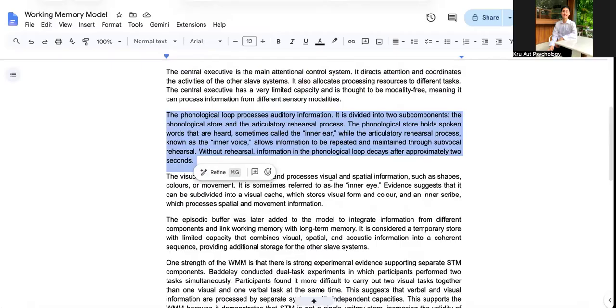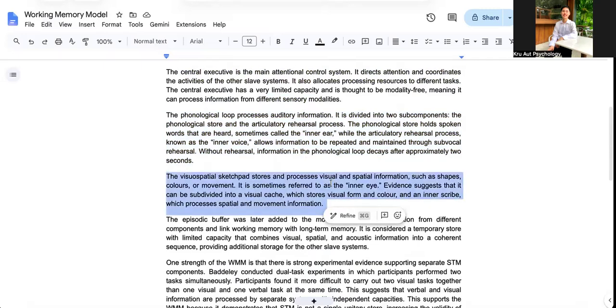We want detail, we need the words in, and that's okay to gain full marks in this section on the phonological loop. And then we have the visual spatial sketchpad, that it stores and processes visual and spatial information. Give examples such as shapes, colors, or movement. It is sometimes referred to as the inner eye. I mean, in this section, we have the visual part and the spatial part. We want to talk about each of these separately. So we can sometimes refer to the visual spatial sketchpad as the inner eye.